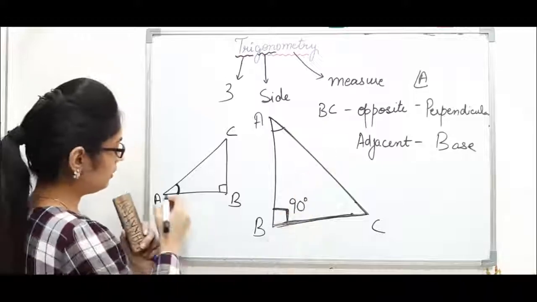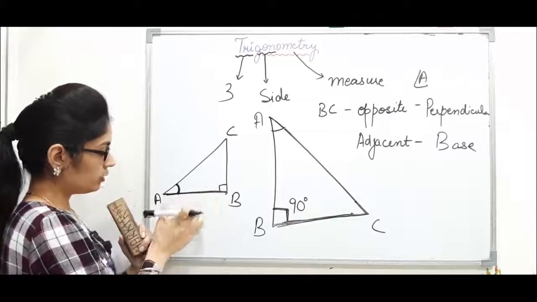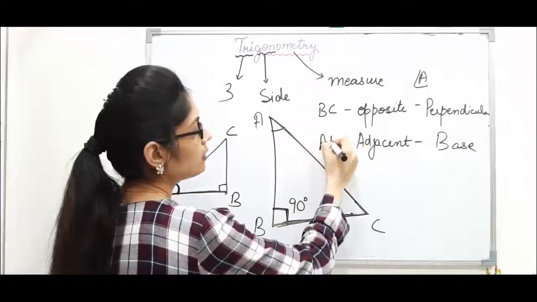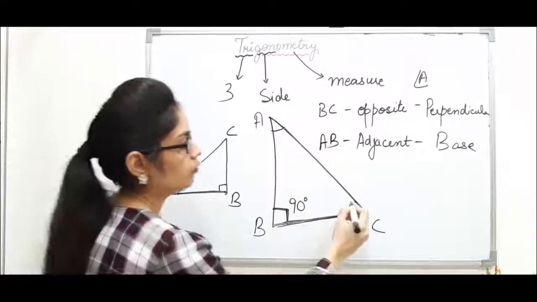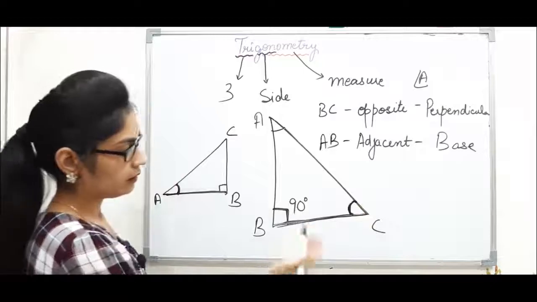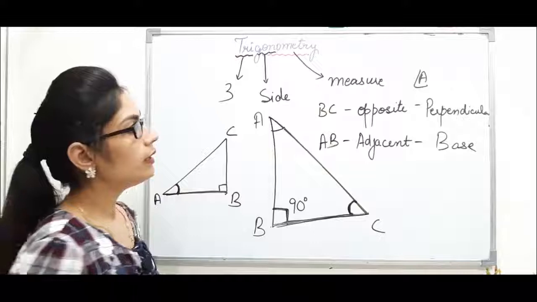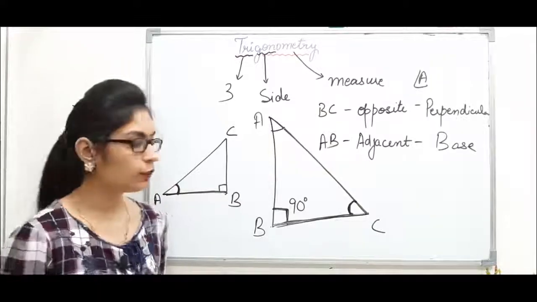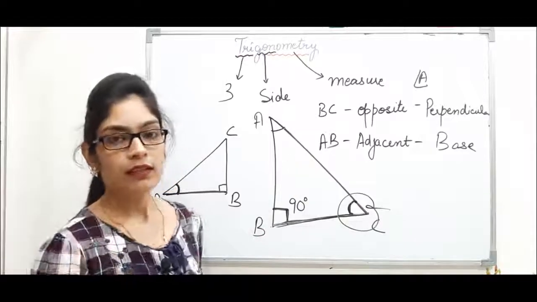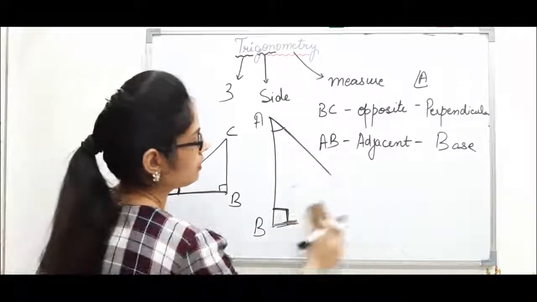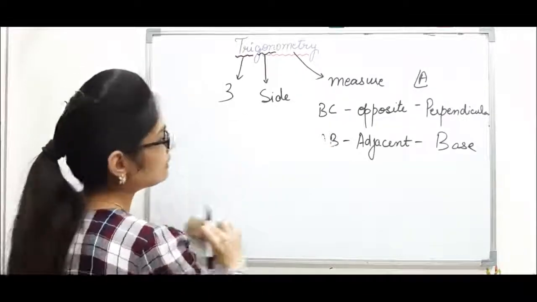Now adjacent. The side which is adjacent to angle A, this is AB, which means AB is the base in this case if we are taking angle A. While taking angle C, BC was the base and AB was the perpendicular. So now it's completely the opposite case. That's why we have to be very careful while taking the ratios. So this we will discuss afterwards. Now this was about all the three sides of the triangle.